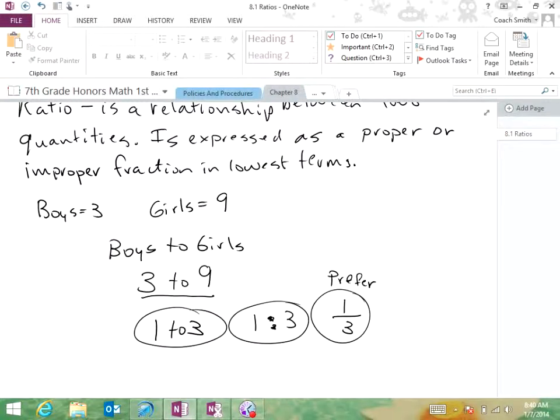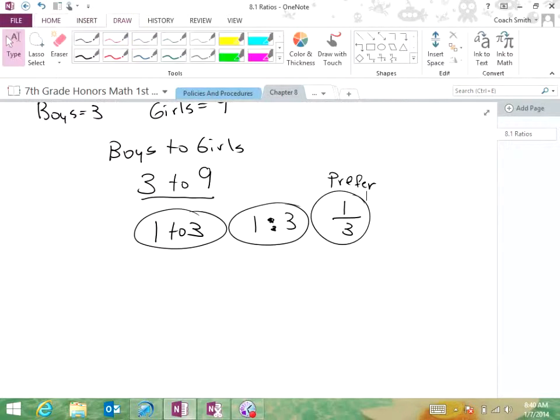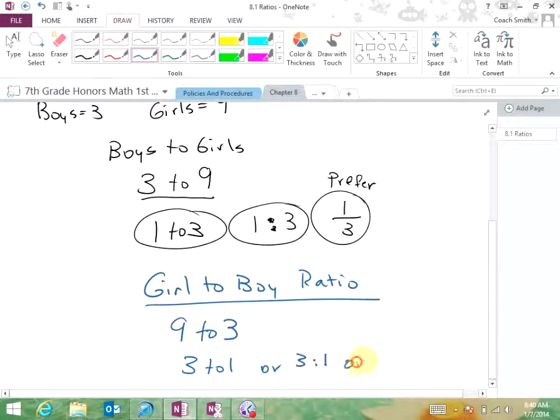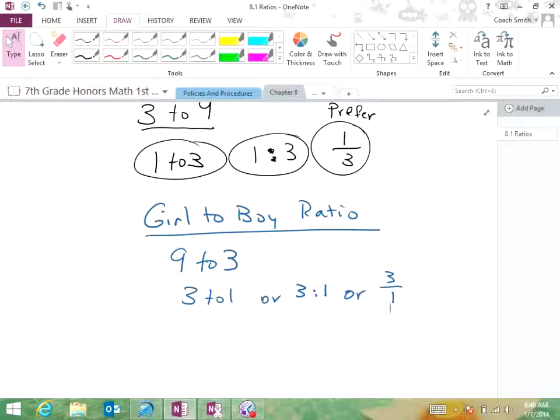Okay, and I'll explain what I mean by that here in a second. Now, if we wanted the girl to boy ratio, it's exactly the same thing. The numbers don't change. It'd be 9 to 3, okay, which would be 3 to 1, or 3 colon 1, or 3 over 1. Now, the 3 over 1, you do not express as 3. You leave it in improper fraction form.